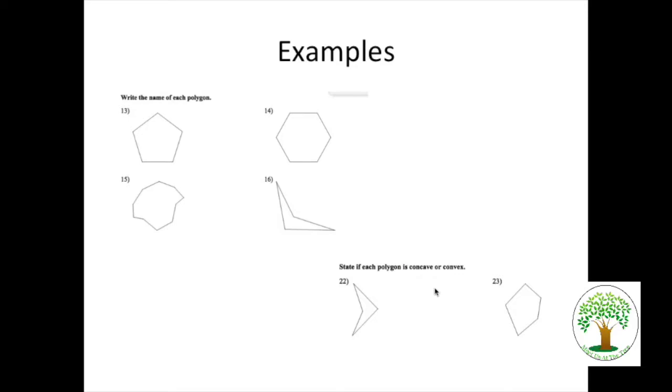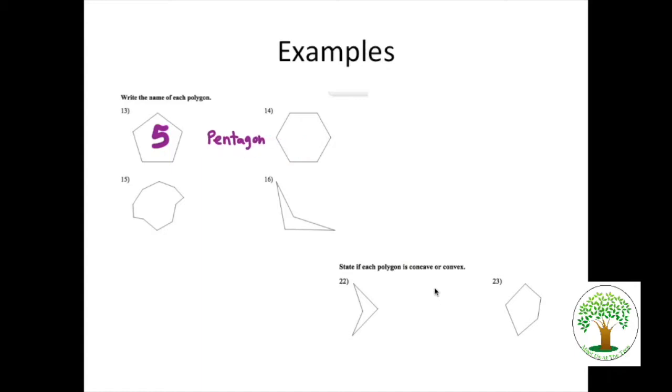Number 13. I want to know the name of number 13. What is that one? Pentagon. Oh, it's got how many sides? 5. You don't have to write what I'm writing. I'm writing the number 5, but you don't have to. And it is called a pentagon. I'm going to let you try numbers 14, 15, and 16. Tell me when you're done so that... What is that?